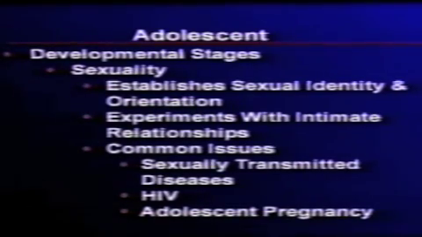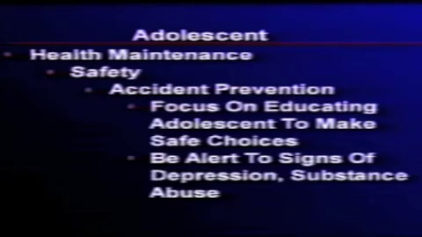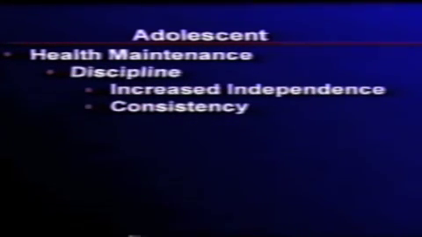And then accident prevention with health maintenance, focusing on keeping the adolescent and making safe choices, because remember, they're not futuristic, they're immortal in their mind. They cannot die, they cannot be hurt, and so keeping them safe. Increasing independence is the need here with this group. So a disciplinary measure that's very effective with them, that can be discussed with parents, is removing some of the independence or the freedoms that they have and being, again, consistent with it.